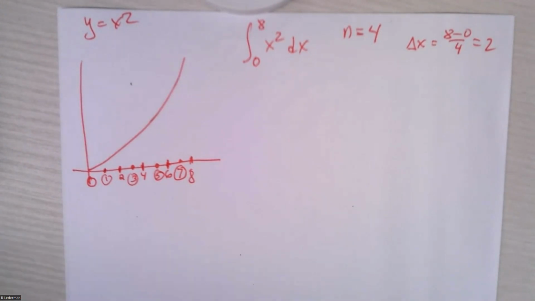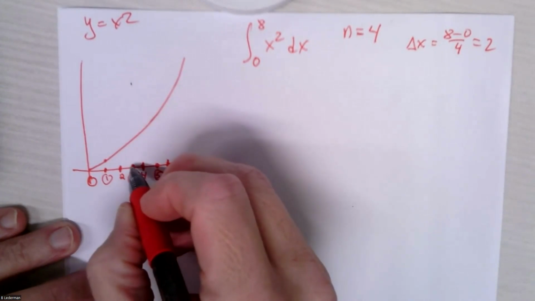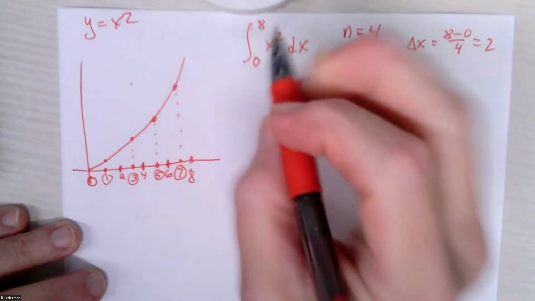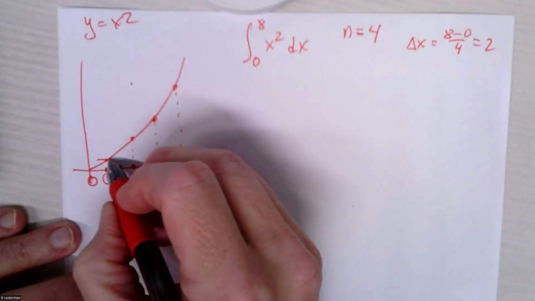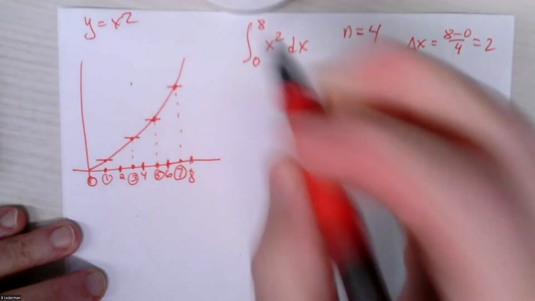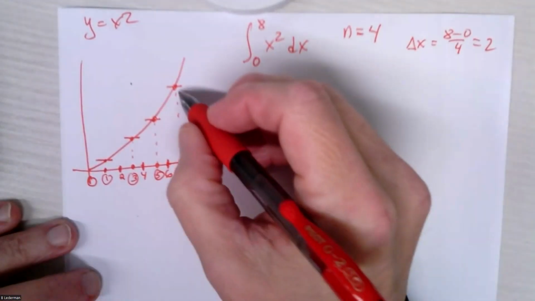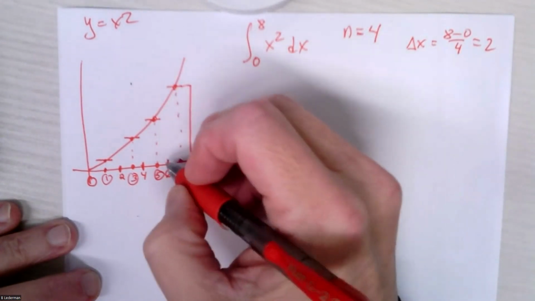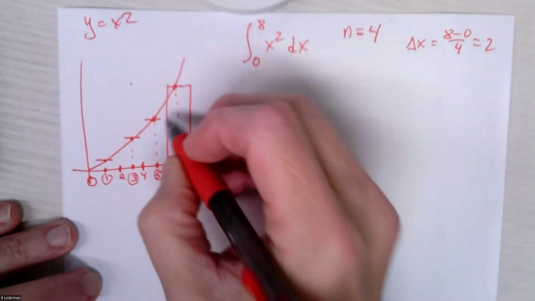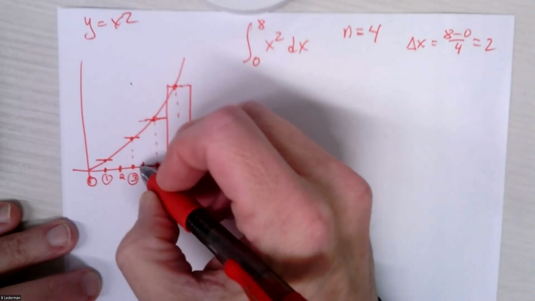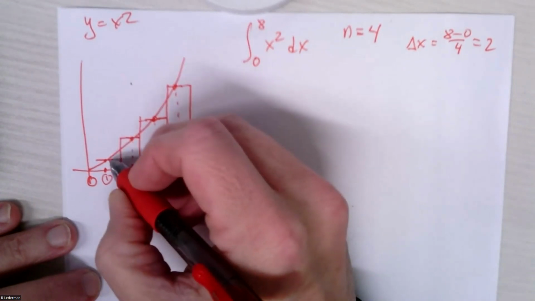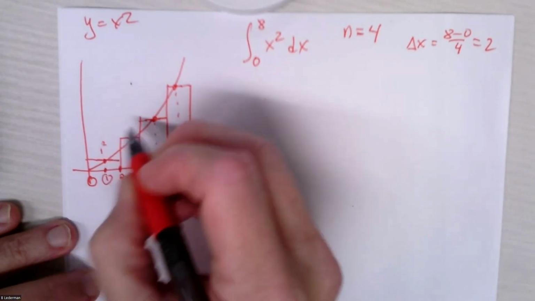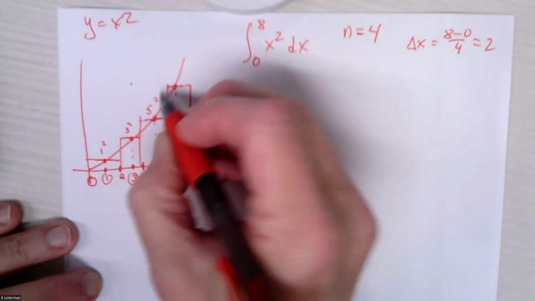Now we go straight up from the midpoints, and we draw the rectangles. Let's draw them now. The 6 is going to meet up there, and that's going to meet there. Now the heights are 1 squared, 3 squared, 5 squared, and 7 squared.